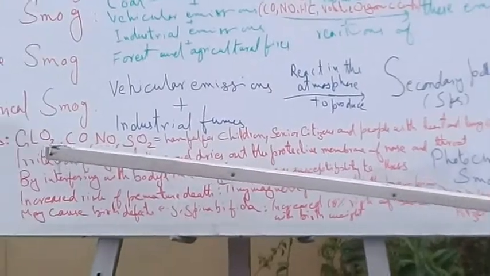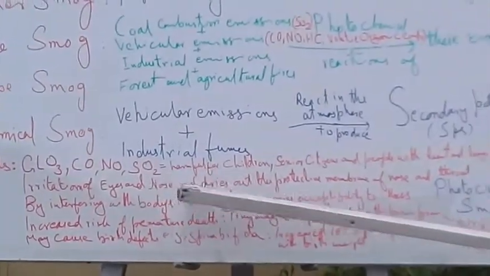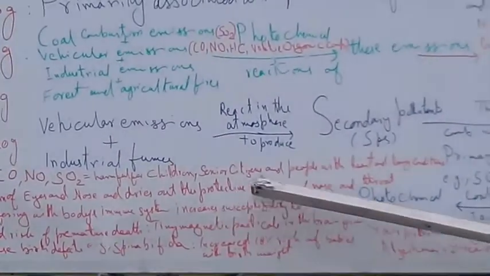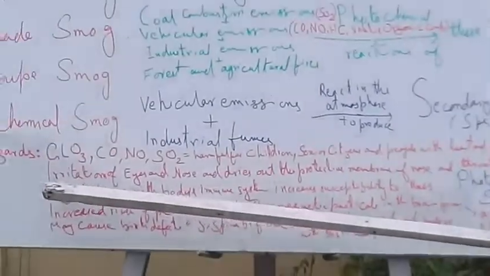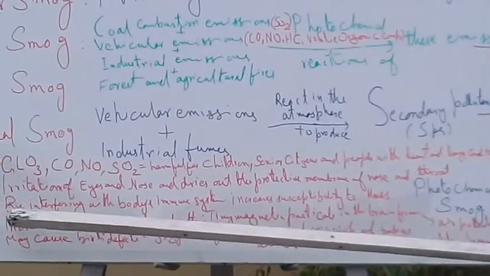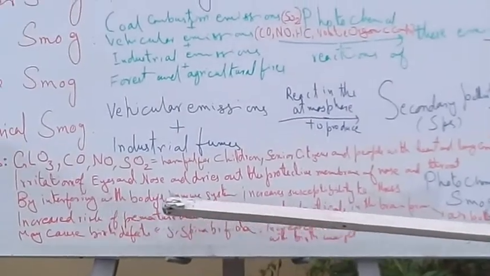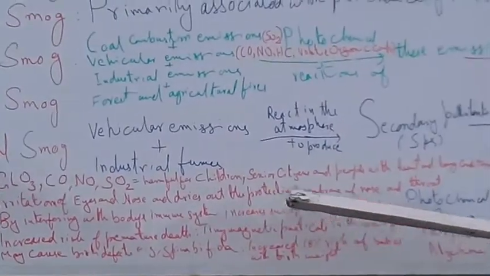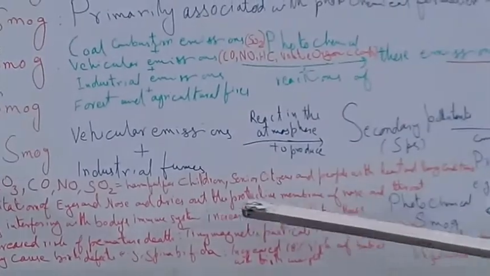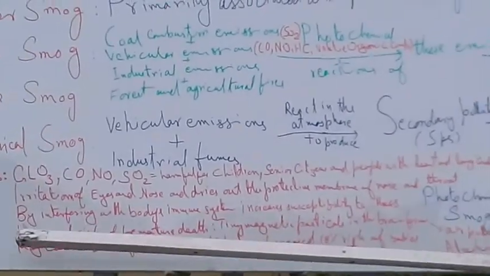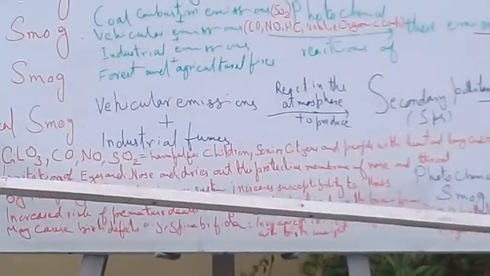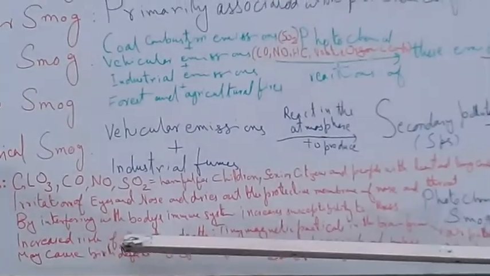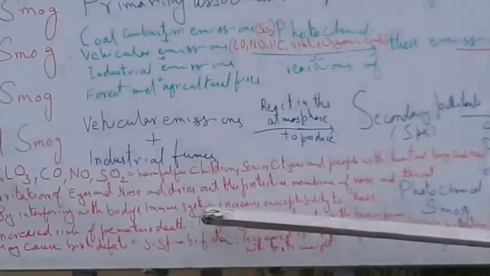Secondly, smog causes irritation of eyes and nose and dries out the protective membrane of the nose and throat. Thirdly, this smog, by interfering with the body's immune system, increases susceptibility to illness. Another harmful effect of the smog is that it increases the risk of premature death.